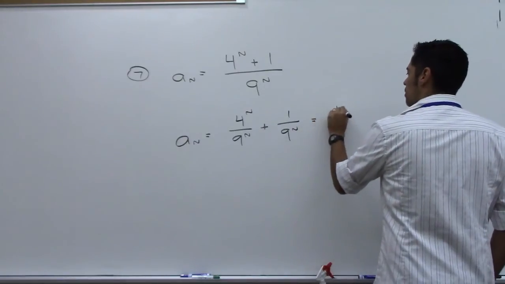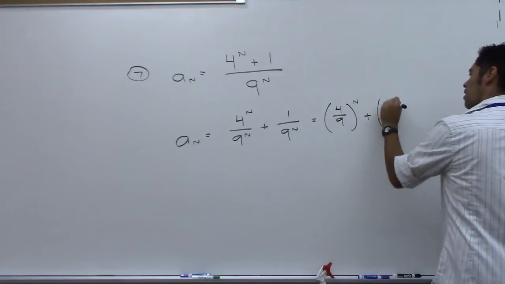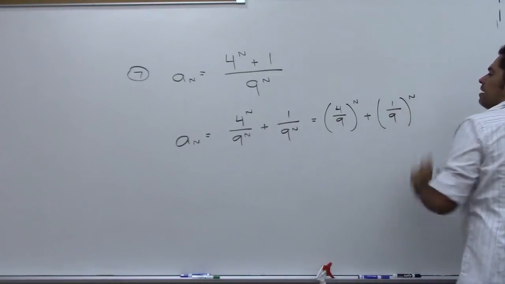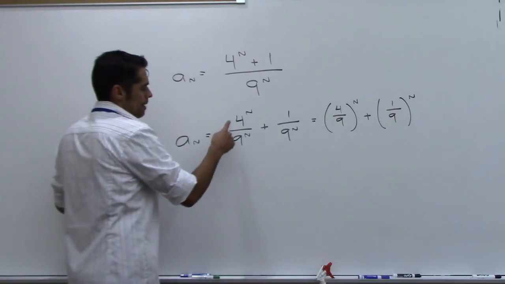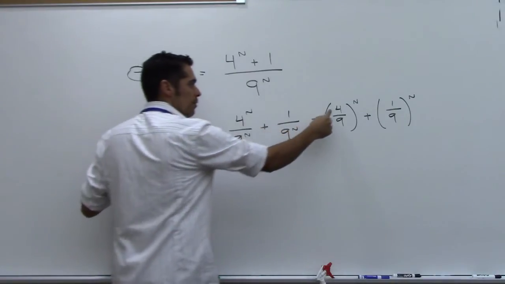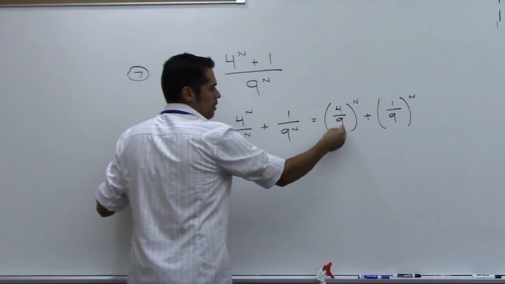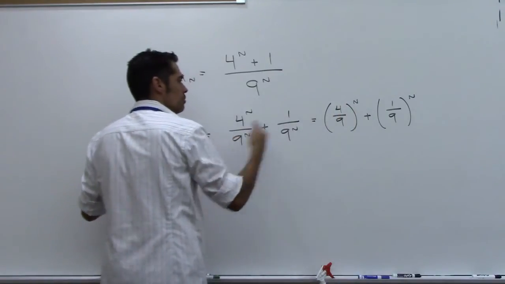And that really equals (4/9)^n plus (1/9)^n. This is kind of an interesting thing that we'll do a lot in this chapter. 4^n over 9^n, since they're both to the n, I can rewrite it as (4/9)^n. Because if I want to go from here to here, I just do the n on each one, top and bottom.